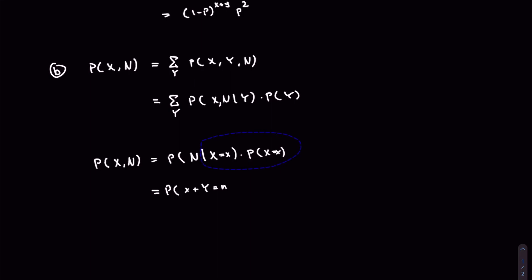And to clarify where the N is coming from, it's because we're looking at the random variable N equal to little n.